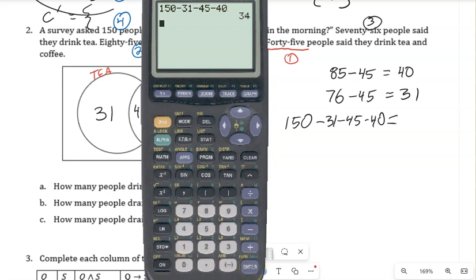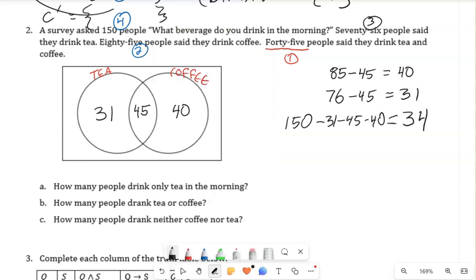Okay, 34. So there are 34 people total. There are 150 people total in the universal set, and 34 of them aren't on here yet. They go right here, or you could put them here, or here, or anywhere outside, but I typically use this bottom right corner. So now, if we were to add 31 and 45 and 40 and 34, we would get 150 people total.